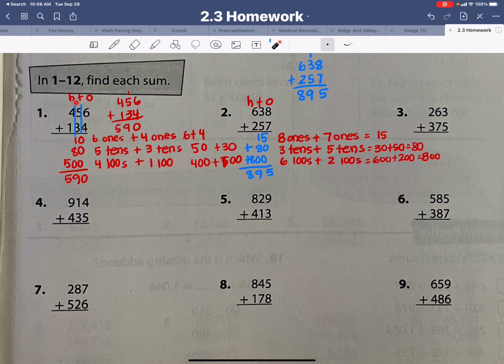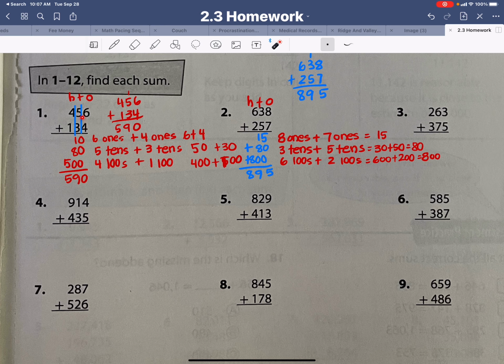So all I did was take these and then move them over here, okay? So 4 100s plus 1 100. That's 4 plus 1, which equals 500. All right, so let's look at that one more time. 6 ones comes here, 4 ones. 6 plus 4 is 10 when we write that there, okay?